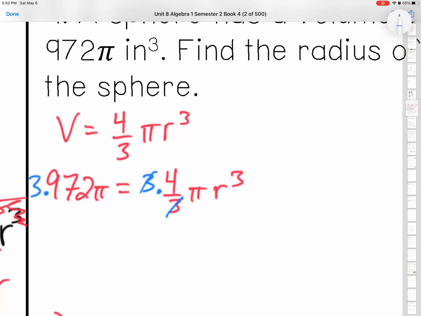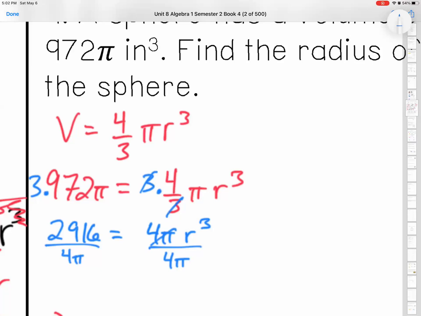Boom, boom, that cancels. So then 972 times our 3 would give us 2,916, which is equal to 4 pi r cubed. And then we'll divide both sides. We can actually divide both sides by 4 pi on this one. Let's go for that, because they're both acting as a constant. So 2,916 divided by 4 pi. Just keep in mind that this is in a parenthesis and this is in a parenthesis.